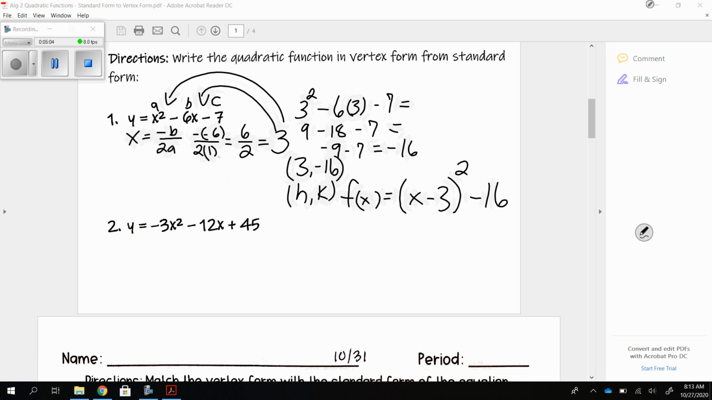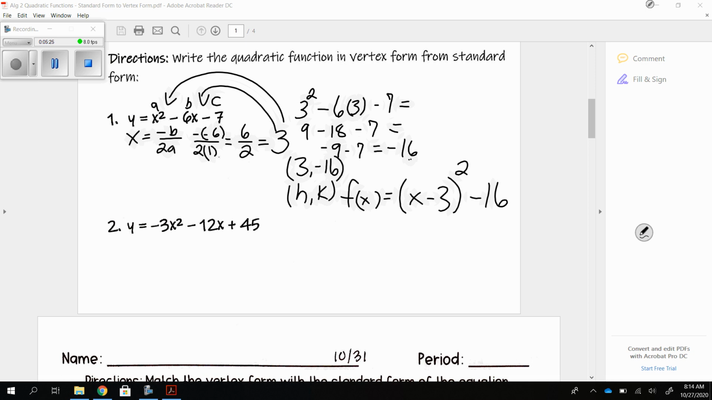Negative 9 minus 7. Alright, I had to pause for the Pledge of Allegiance, but I think I left off on explaining from this negative 16. So negative 9 minus 7 equals negative 16. So then we found our x, or our h, and then we found our k, or our y, which is 3 comma negative 16. Then we just plug it in.